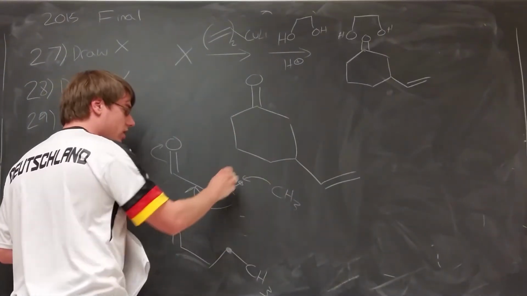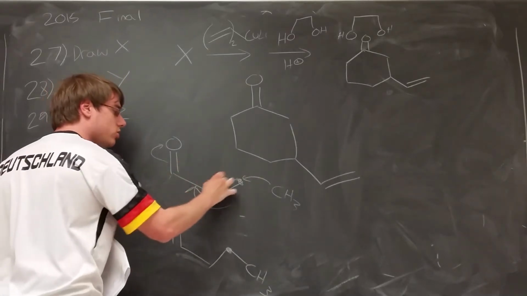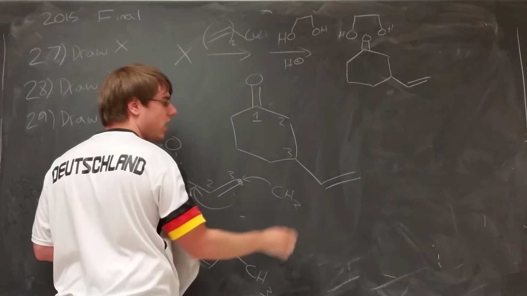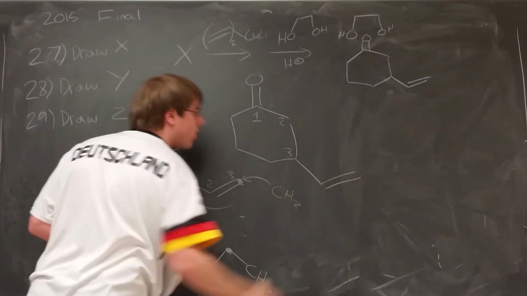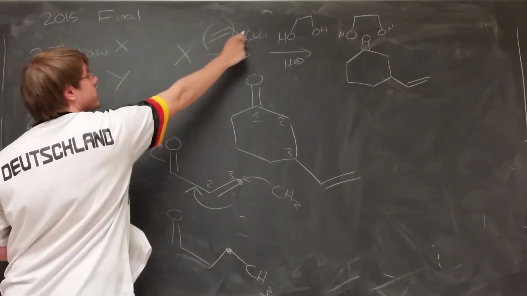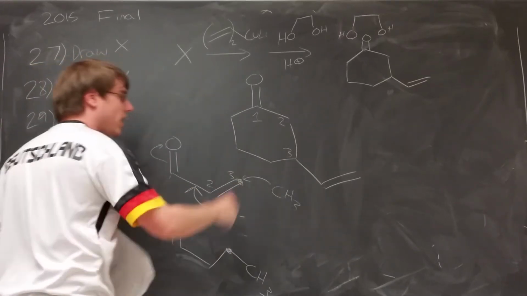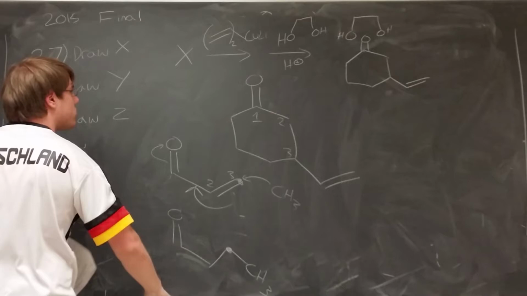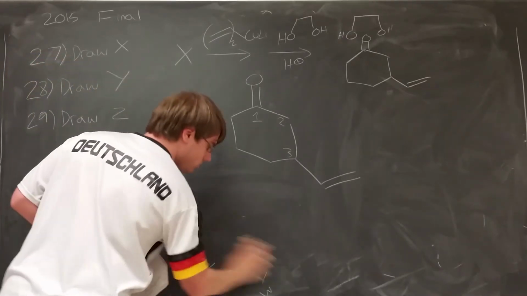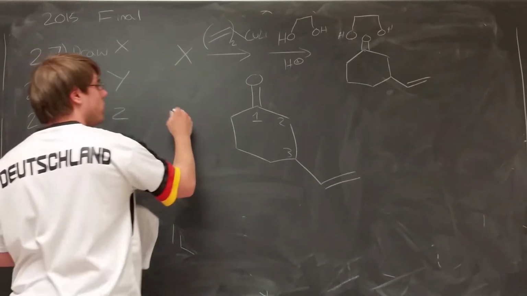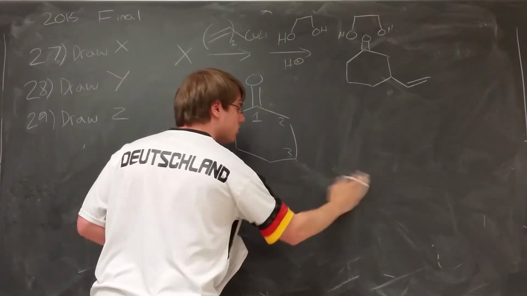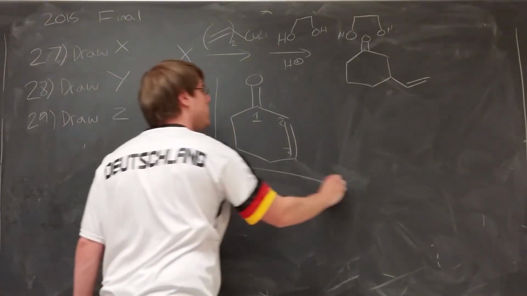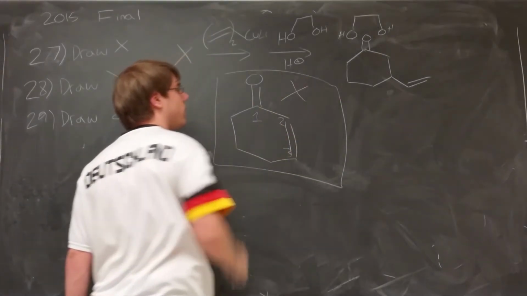If you notice, the carbon that gets attacked is 1, 2, 3 away from the carbonyl. 1, 2, 3. Oh, hey, look, on carbon 3, we have a carbon-carbon double bond. That must be where this got added. So before that, what had to be there was a double bond between 2 and 3. So the structure of X was a carbon-carbon double bond between 2 and 3. So this right here is your structure for X.